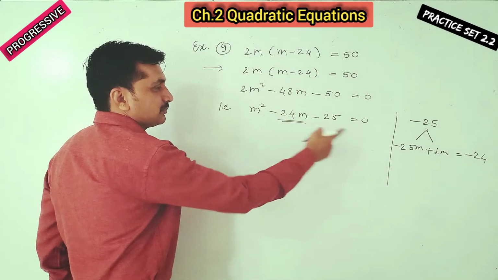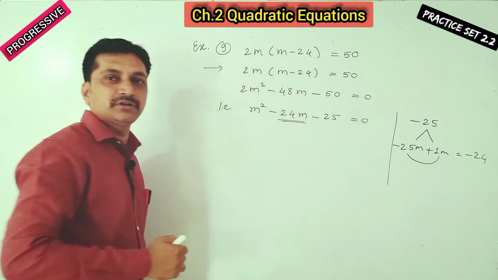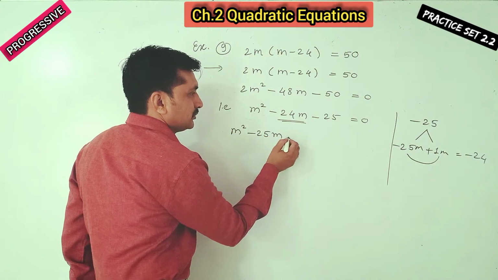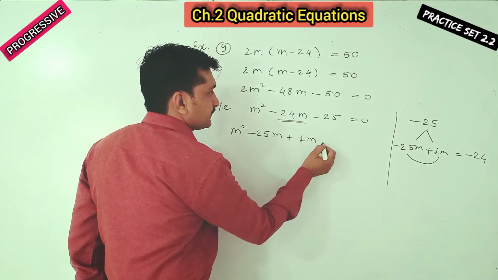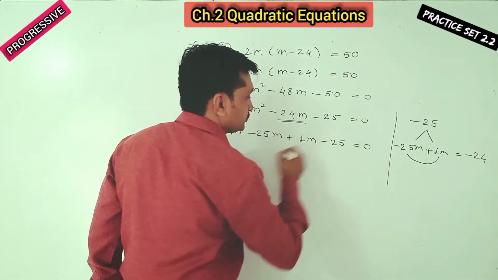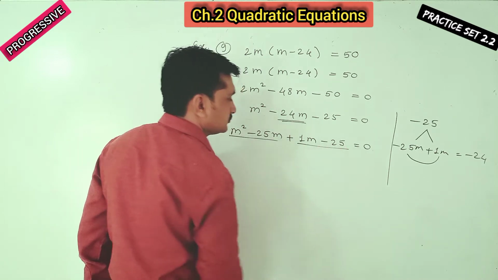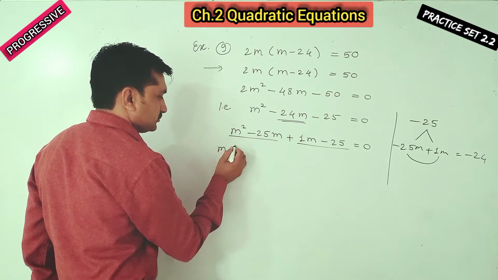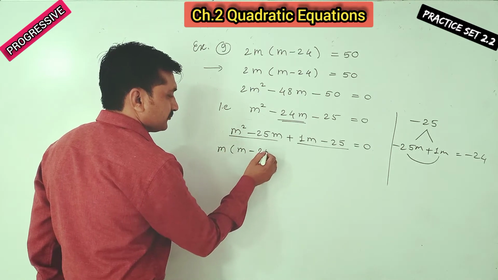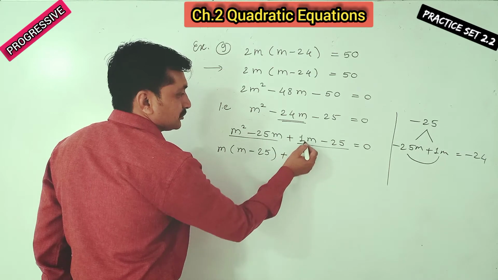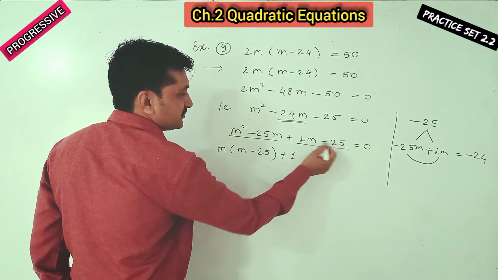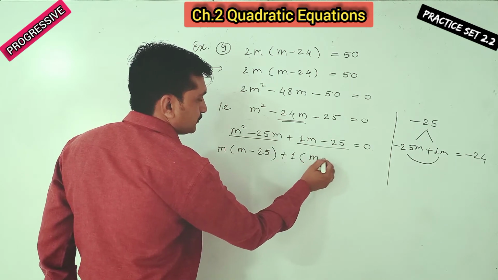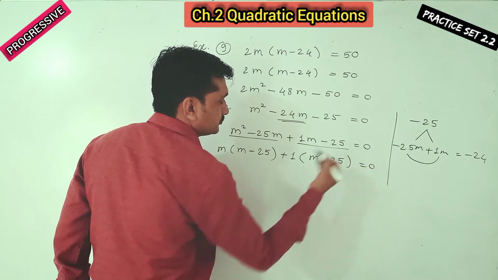Now replace middle term by these two. M square minus 25m plus 1m minus 25 is equal to 0. Grouping. After grouping, common out. Common from this and this, m common. In bracket, uncommon, m minus 25. Here plus. Common from 1 and 25, 1 common. M is here, not here, that's why m is not common. If we take 1 common, then terms as it is. M minus 25 is equal to 0.